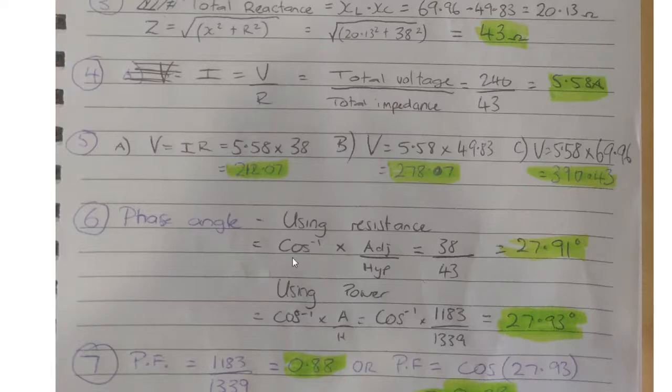Normally we would use cos of the angle times one of the other sides to find the value of a third side, or a third value. In this case, cos to the -1 times adjacent over hypotenuse equals 38 over 43. So 38 is the resistance, 43 is my hypotenuse.